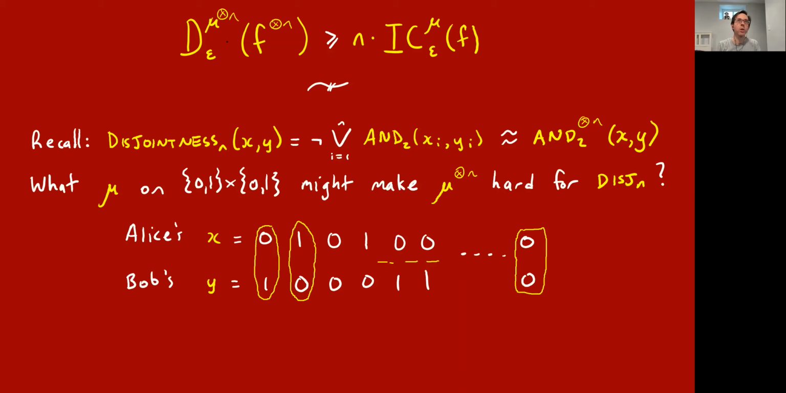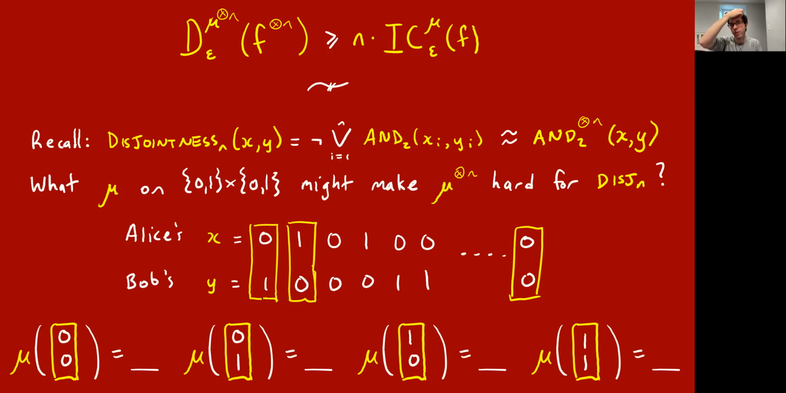If we're trying to prove a cool lower bound, we want to think of a distribution that's going to make it as hard as possible for Alice and Bob. And I'm going to ask you in a moment to think about that. So, well, that moment, I guess, is now.